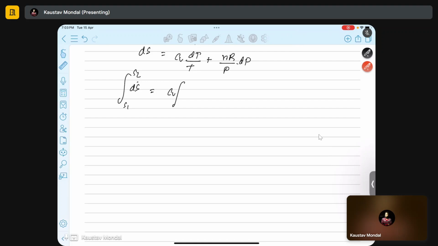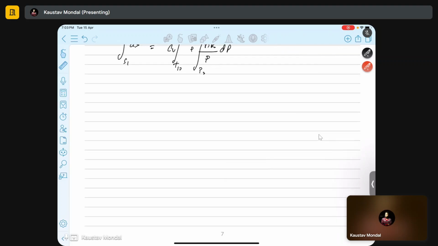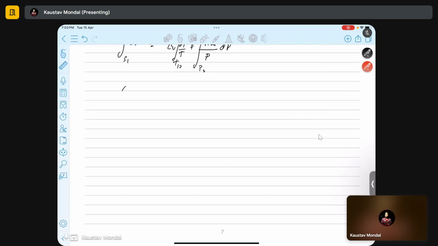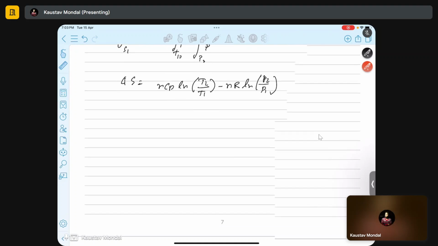Now if you integrate, this will simply give you the integral ds from S1 to S2, Cp from T1 to T2, minus nR from P1 to P2 dP by P. So this gives you delta S equal to, for n moles, n Cp ln T2 by T1 minus nR ln P2 by P1.